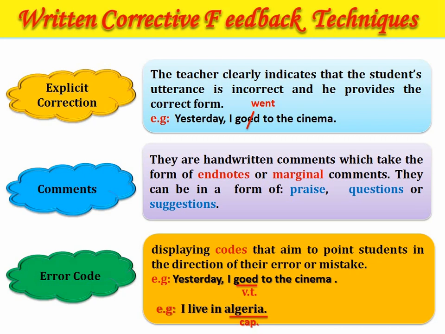Error code is a useful technique when it comes to providing error feedback on learners' pieces of writing. Error code means displaying codes that aim to point students in the direction of their error or mistake. In the first example, "Yesterday I go to the cinema." Instead of providing direct correction of the error, the teacher here uses the code VT to help the learner recognize that there is a problem with the verb tense of the sentence. In the second example, "I live in Algeria." The teacher uses the code CAP to indicate that the learner has made a capitalization mistake.